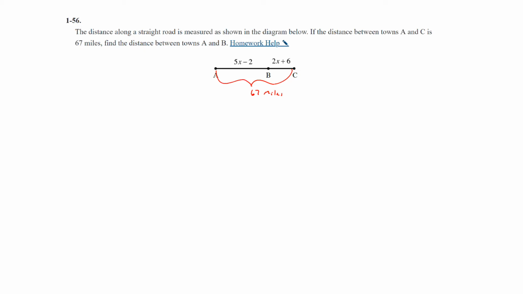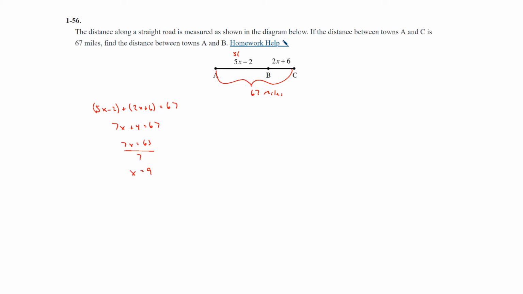Well, we need to figure out what the x value is, but we know if the total distance is 67, then we should be able to add the two distances together to get the total. We can combine like terms and then solve the equation. Subtract 4, divide by 7. So x is equal to 9.